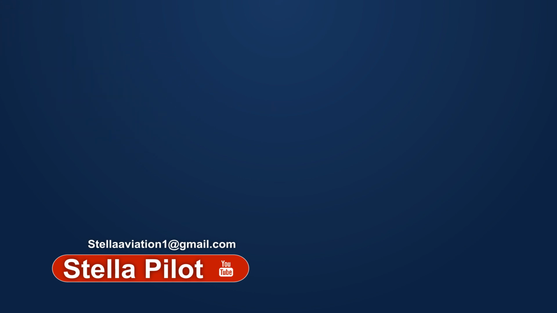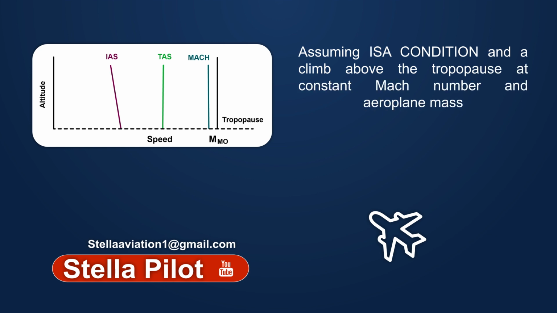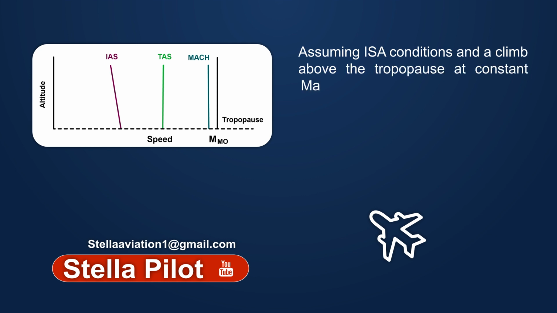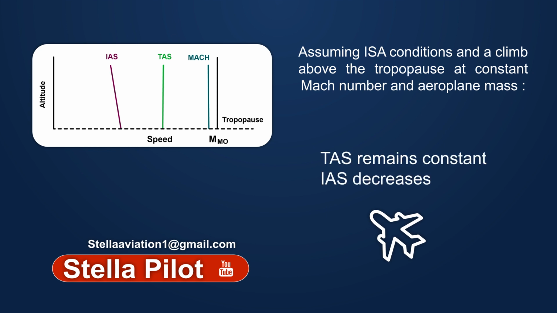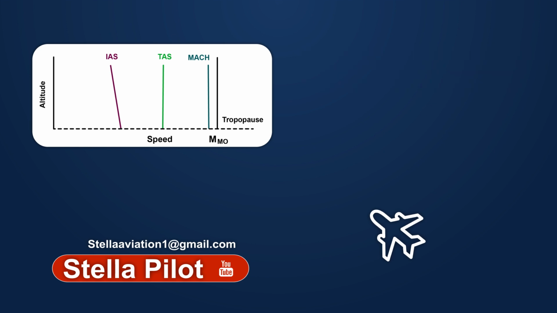Now we can talk about this type of question. Assuming ISA condition and a climb above the tropopause at constant Mach number and airplane mass, the airspeed indicator decreases. And another type of this question. Assuming ISA conditions and climb above the tropopause at constant Mach number and airplane mass, true airspeed remains constant and indicated airspeed decreases. As you know, true airspeed remains constant.